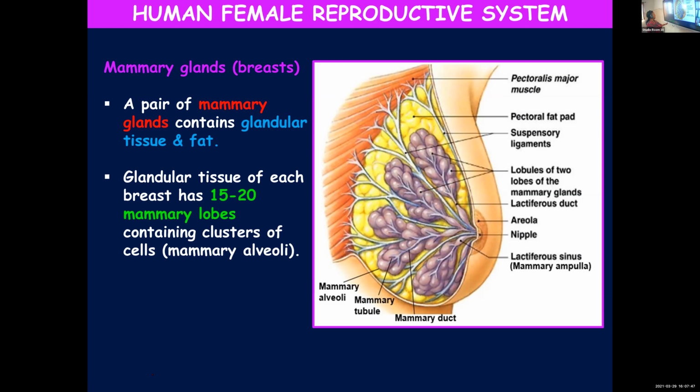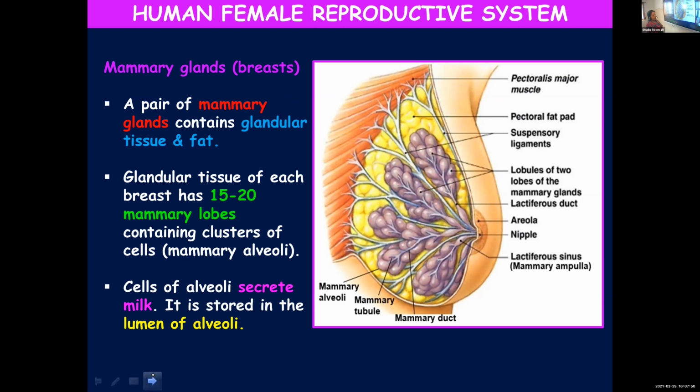The mammary lobes consist of mammary alveoli. Clusters of alveoli are present, and these alveoli secrete milk, and this milk will be stored in the lumen of mammary alveoli. Mammary glands, mammary lobes, mammary alveoli. These terms you should not get confused. Each mammary gland has 15 to 20 mammary lobes. And what makes up mammary lobes? Clusters of mammary alveoli, and they secrete milk, and this milk will be stored where? In the lumen of alveoli.